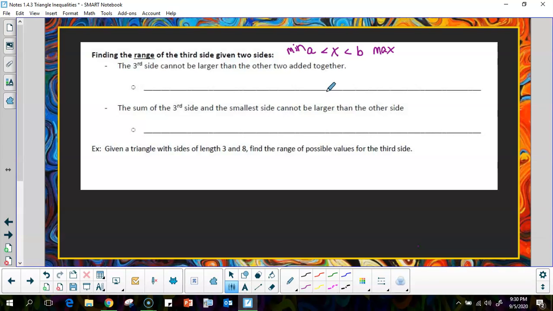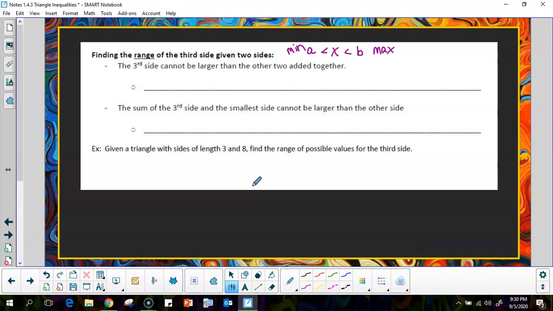Okay, so if you're given two lengths of a triangle, like this example down here, and the lengths are 3 and 8, well, that could be the longest side, this could be the shortest side, or this could be middle and longest. It doesn't matter. Here's how you do this though. What they're asking for is a range of numbers. So they're saying, what could the third side be?